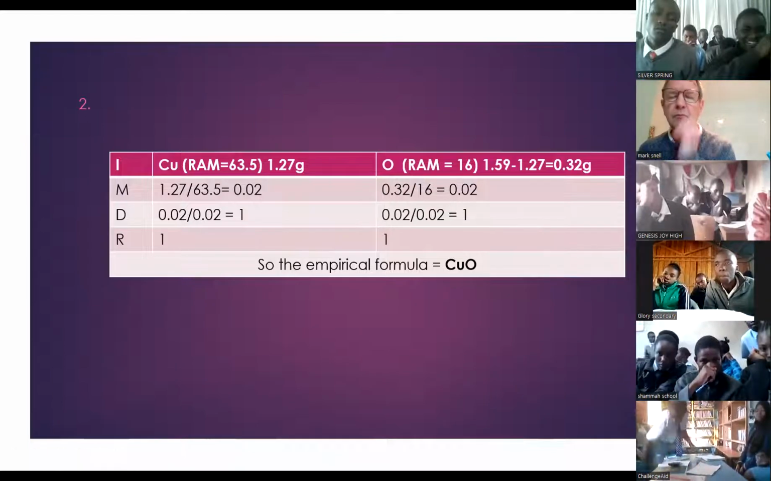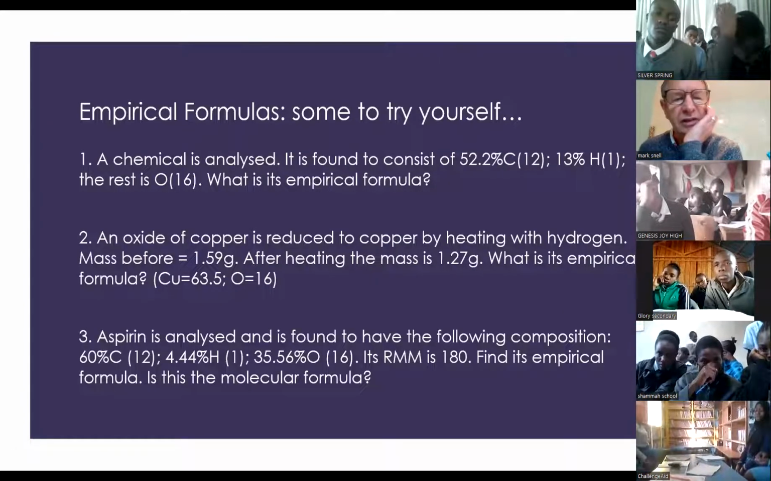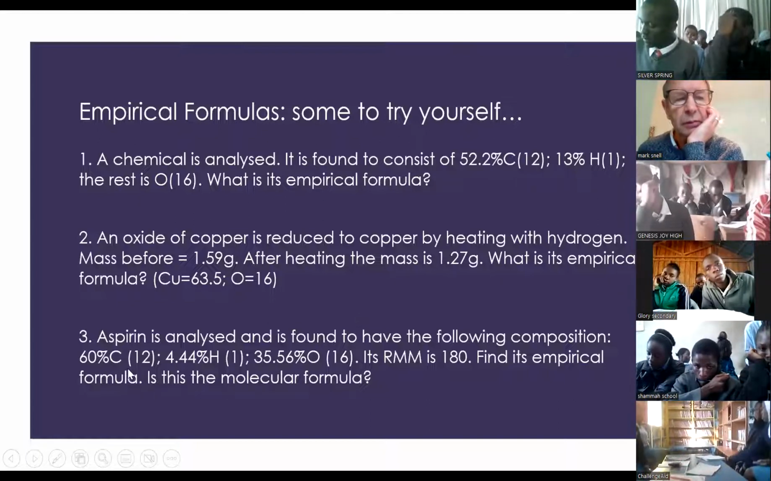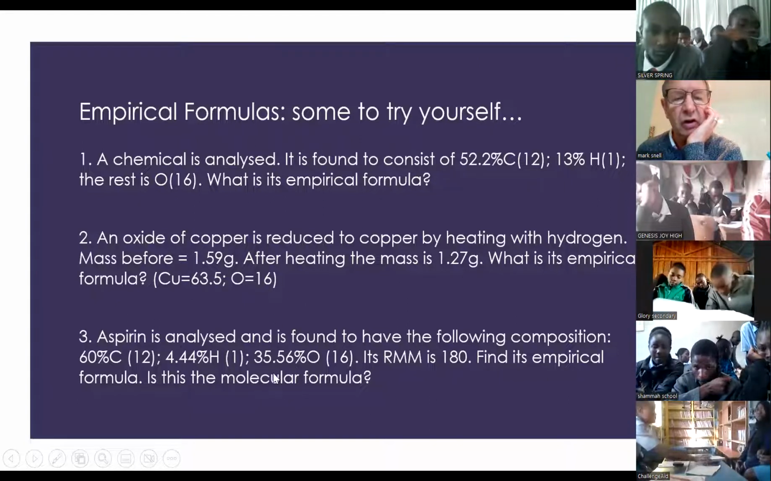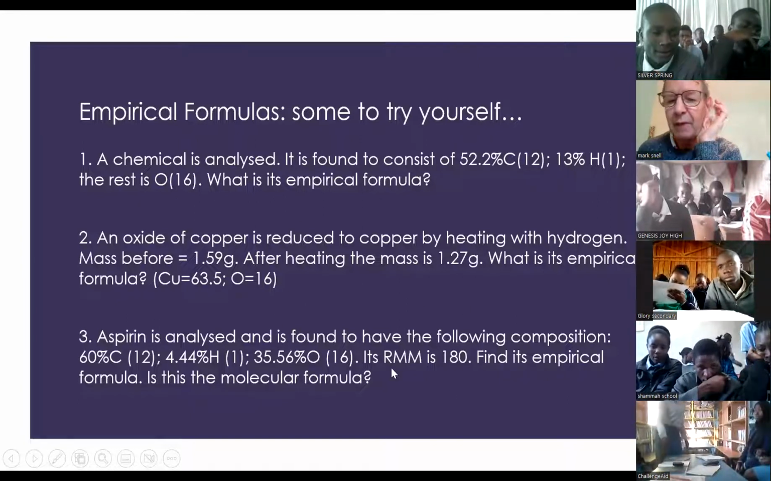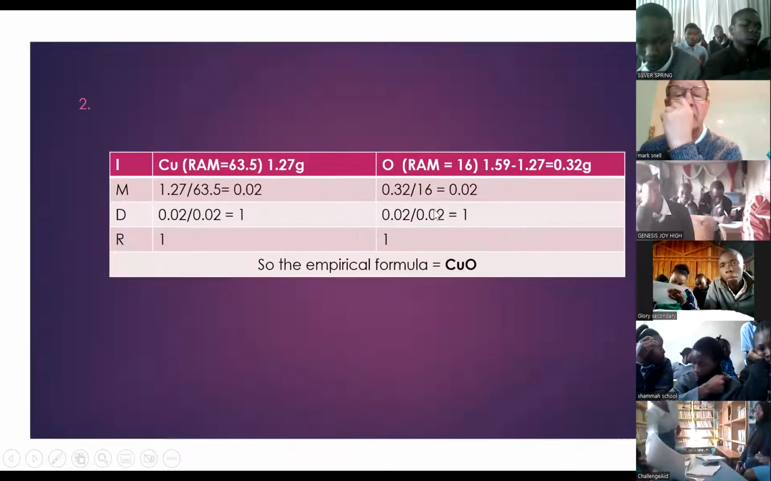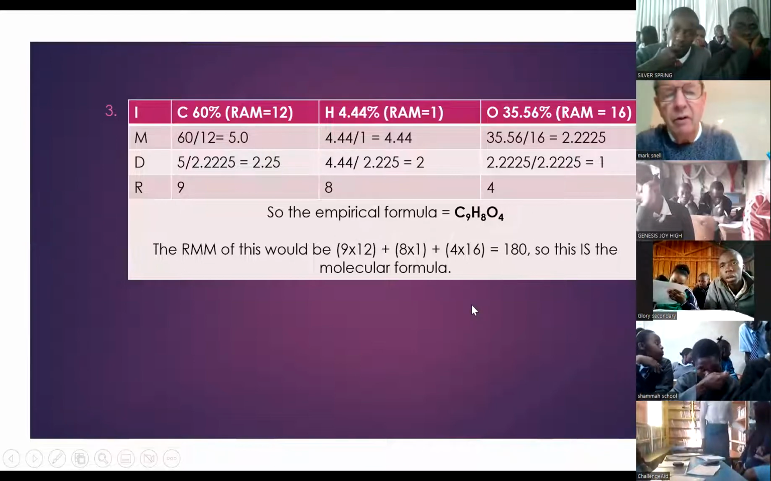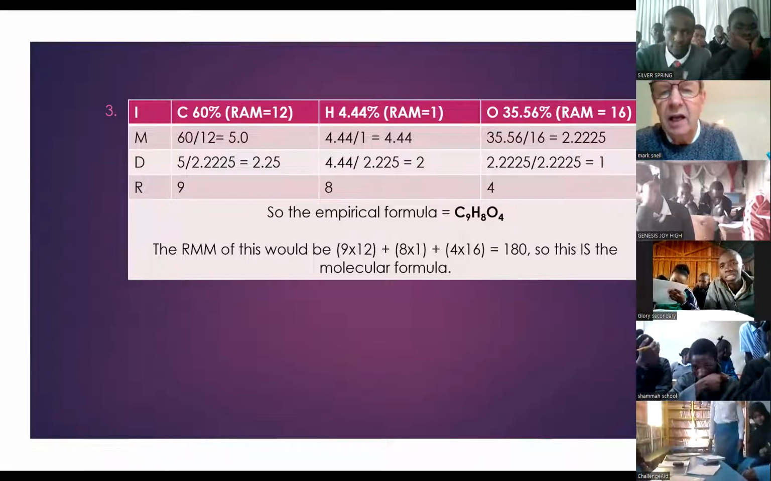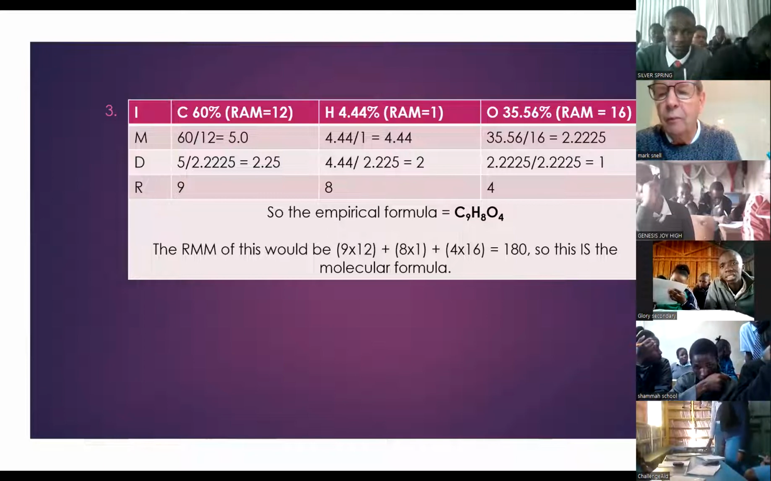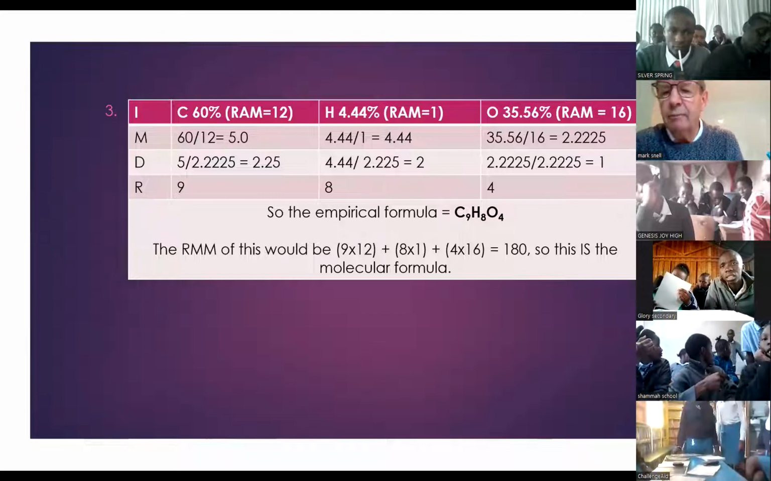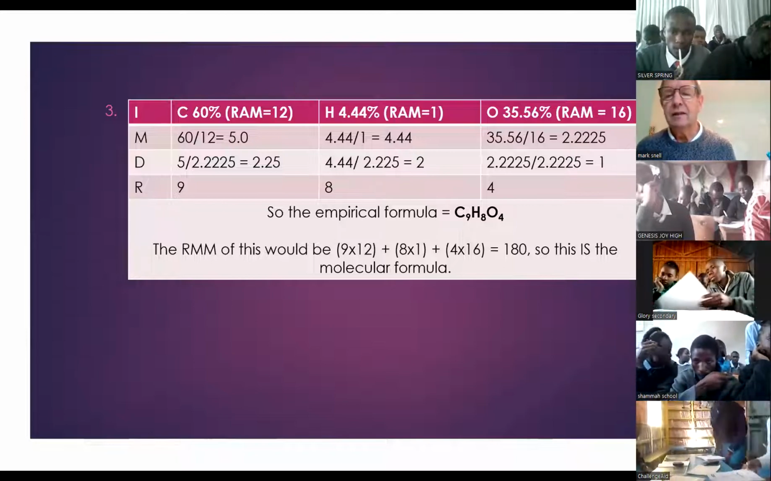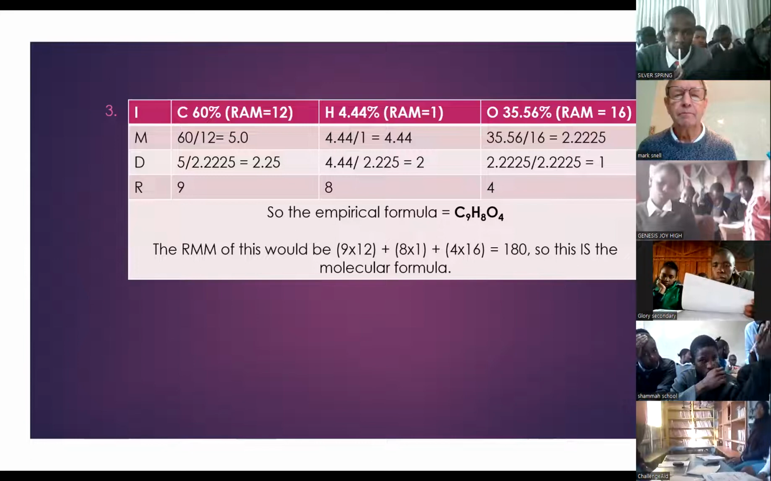oxide. In the third one, it gives you percentage, but this time it has 3, and that's not a problem. That's the same as the one at the top. And then it says its RMM is 180. So if you work out its empirical formula, comes out as C9H8O4. And if you add up those RAMs, it comes to 180. So the molecular formula is the empirical formula.